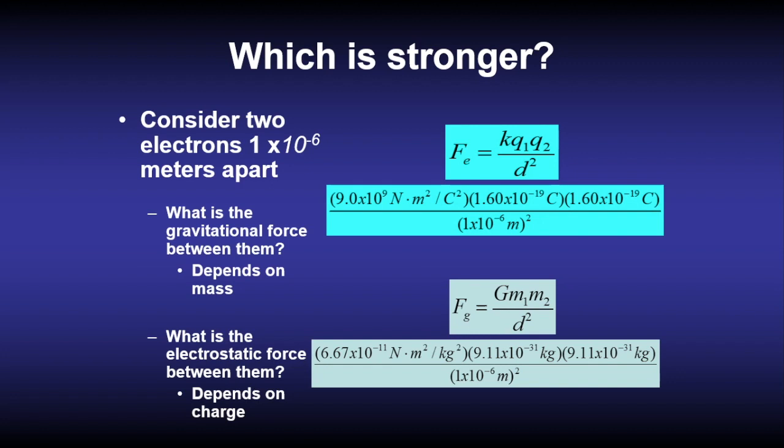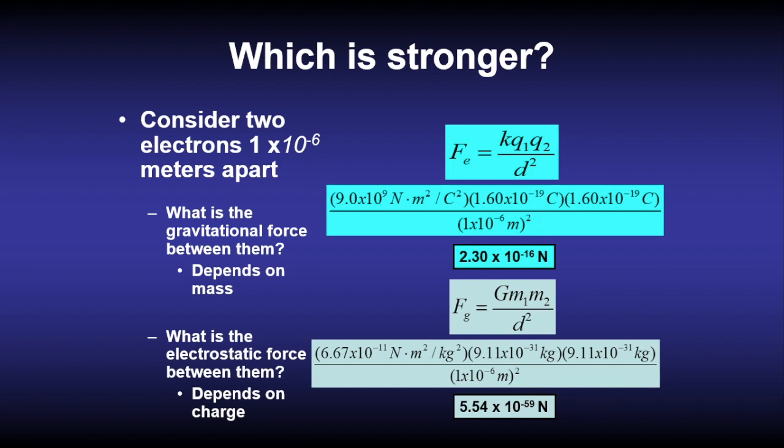So if we take a look at our force of gravity equation now, we're going to see that we have G, our gravitational constant, which is just 6.67 times 10 to the negative 11, times m1. Well, the mass of an electron is 9.11 times 10 to the negative 31st, times the mass of another electron, divided by d squared, and d is the same in both cases. We do the math and we figure out that the electrostatic force between two electrons is 2.3 times 10 to the negative 16th, and the gravitational force is 5.54 times 10 to the negative 59th newtons.